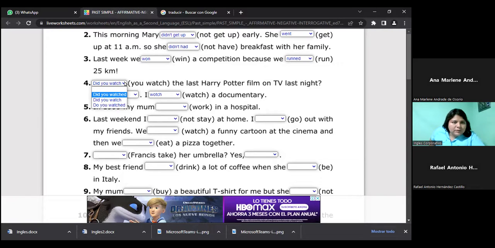Check the structure. Did you watch? W-A-T-C-H. The second? The second. Yes. Did you watch? Ahora sí, abajo. No, I didn't. Y después, right, tenemos una oración afirmativa. I watched. Y aquí ya sería una oración complementaria de lo que vi. Yo vi un documental. Ahí sería watched, W-A-T-C-H-E-D. Okay, thank you.